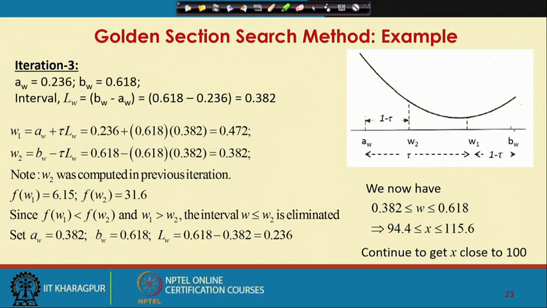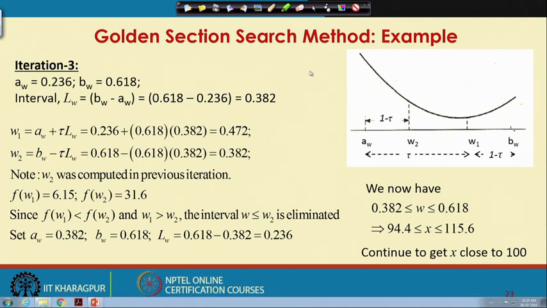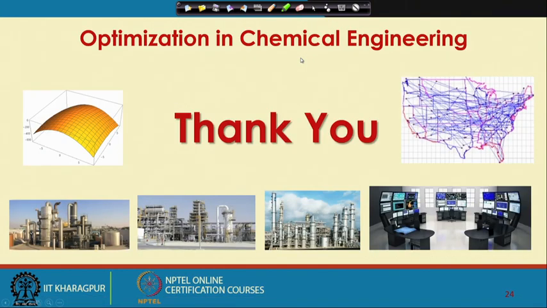We know the true minimum is x equal to 100. So, you have to continue like this for a few more iterations to get x close to 100. So, this is how we will solve a problem using the golden section search method. With this, we will stop lecture 24 here.